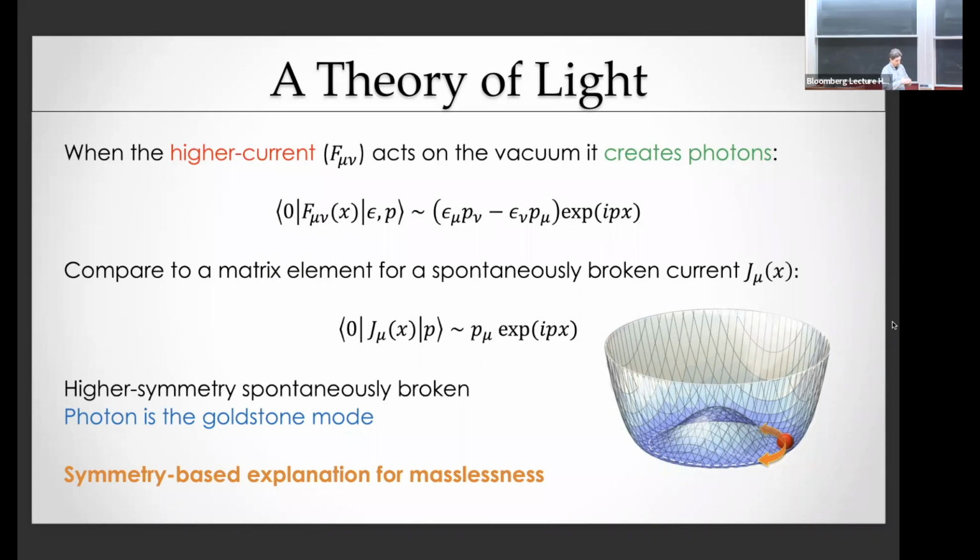You can think about that by looking at this kind of matrix element here. So here's the current acting on the vacuum, and it has a non-zero overlap with a one photon state. Epsilon there is a polarization tensor. And you should compare that to the matrix element for a spontaneously broken ordinary current, which acts on the vacuum and creates a one Goldstone boson state. So the interpretation of this formula is that this one-form symmetry is spontaneously broken, and the photon is the Goldstone mode. So that's a nice symmetry-based point of view on the masslessness of the photon.